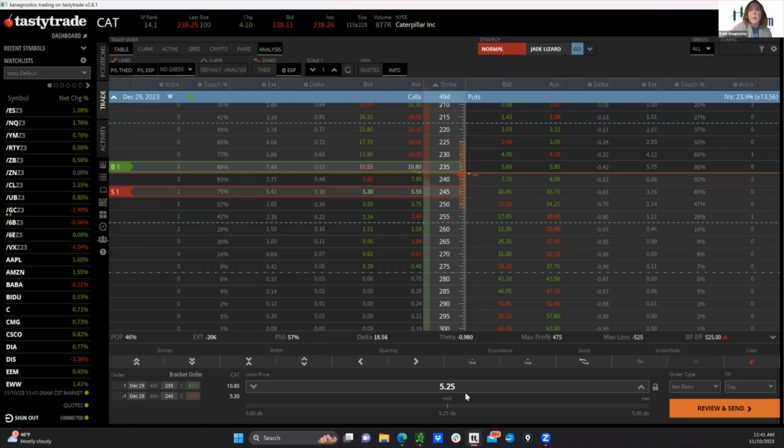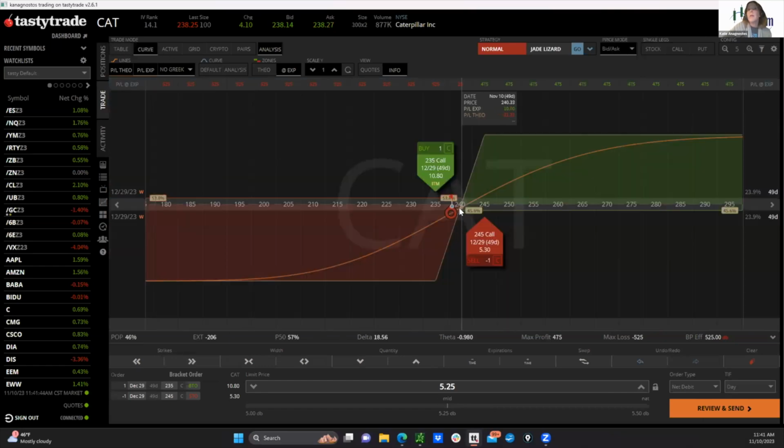This requires that we pay a debit of $5.25, 525, that's our max loss and capital requirement. Our max profit is the difference between the width of the spread and the credit collected, in this case, 475. So here is the risk graph of that. And basically, we just need a move higher. So those are two possible trade ideas that you could consider for that type of analysis.